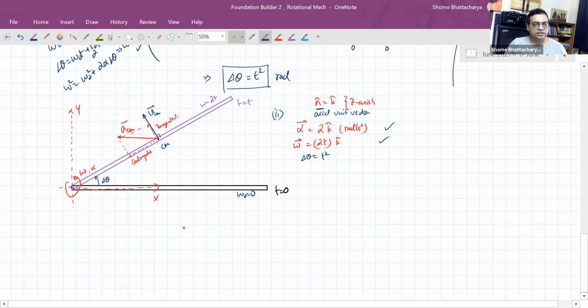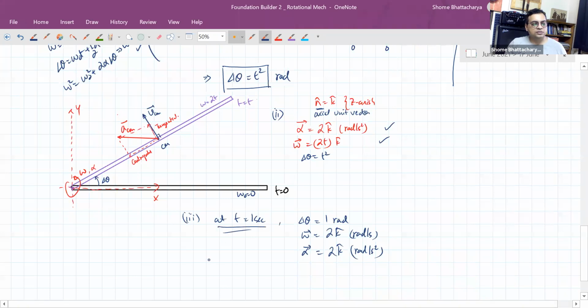So at any instant t, for example, at t equal to 1 second, the angular displacement will be 1 radian because it's t square. The angular velocity will be 2 k cap in radians per second. And the angular acceleration, of course, is constant. It is 2 k cap in radians per second square.